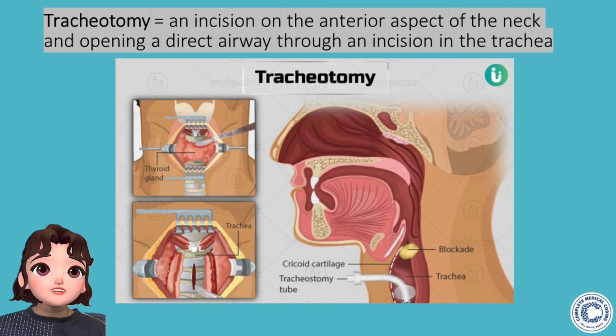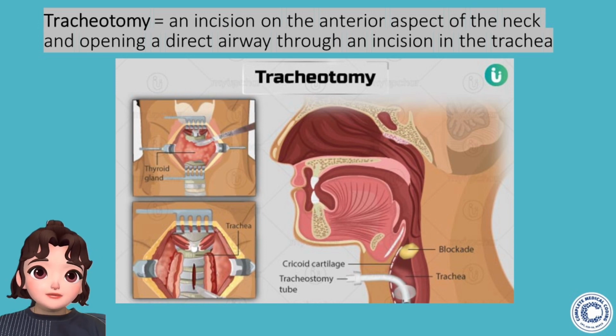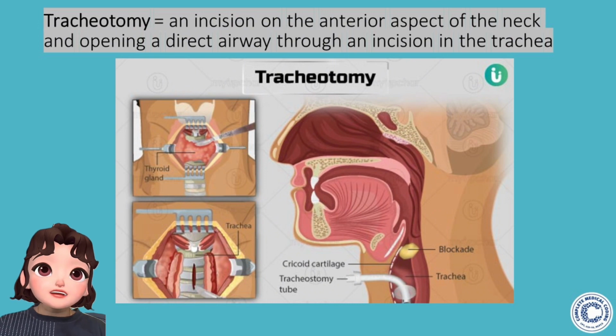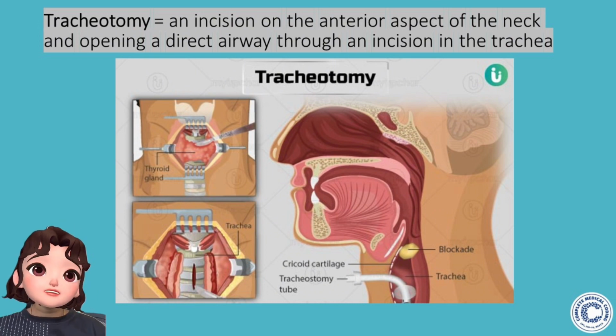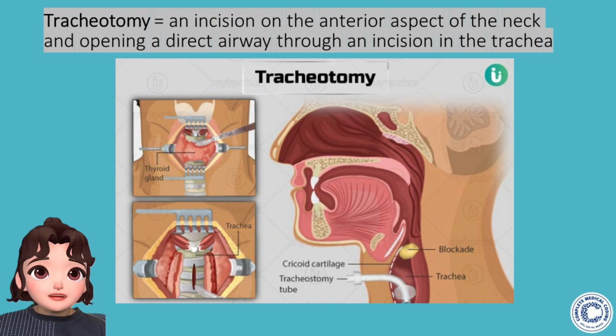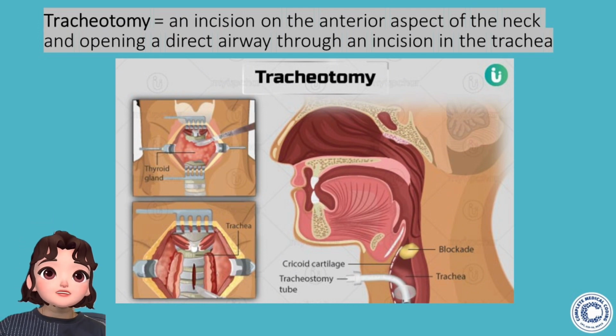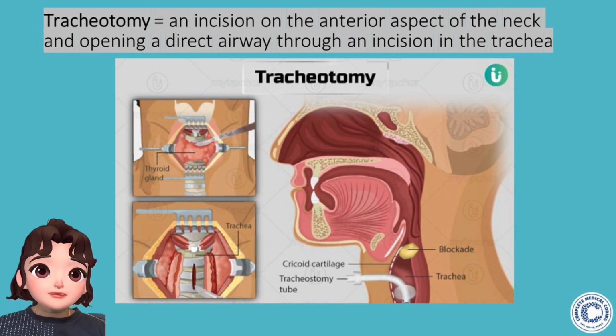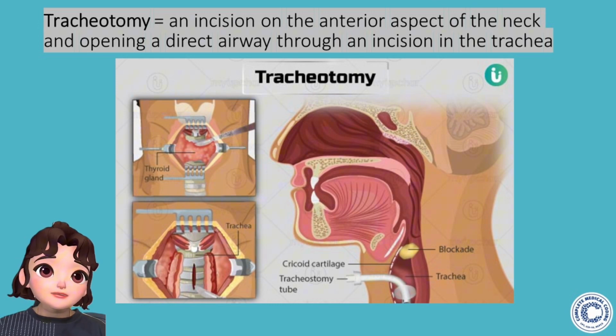Tracheotomy, an incision on the anterior aspect of the neck, opening a direct airway through an incision in the trachea. An incision will be made in the trachea on the anterior aspect of the neck to direct the airflow. The procedure is called tracheotomy. And you can see in the picture the tracheostomy tube where the tracheotomy procedure is being done.